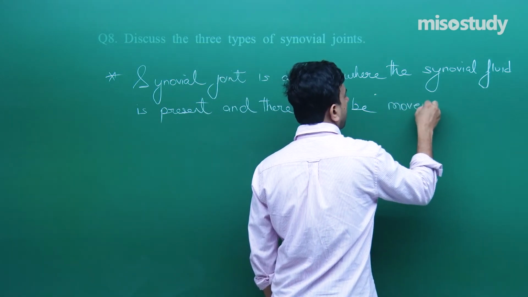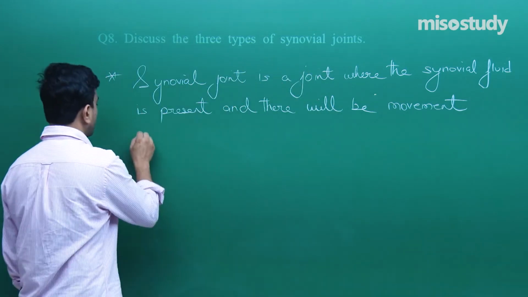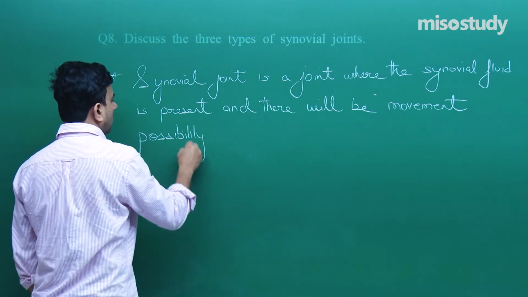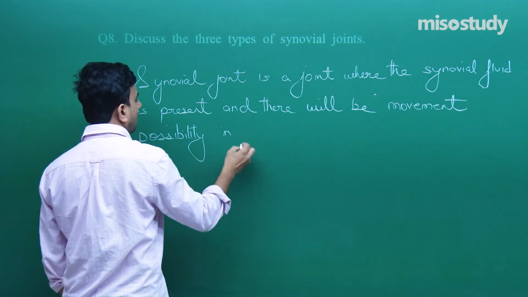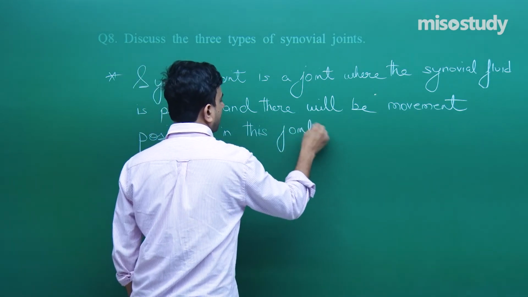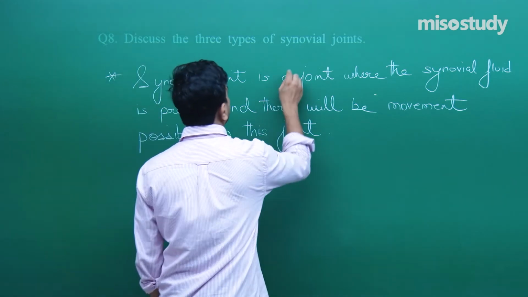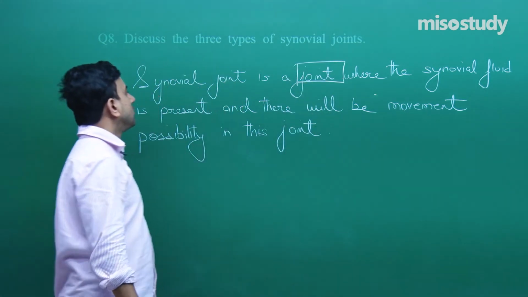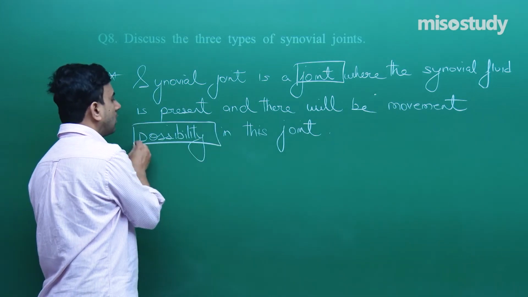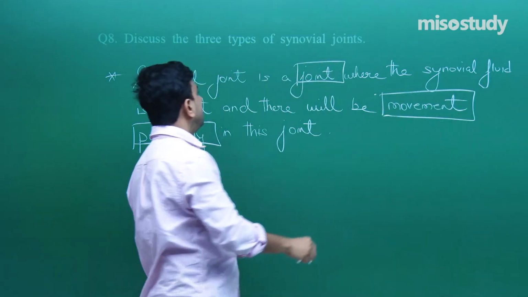Synovial joint is a joint where the synovial fluid is present and there will be movement possibility in this joint.